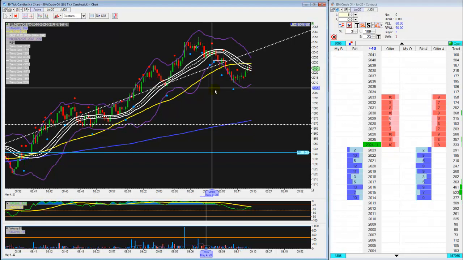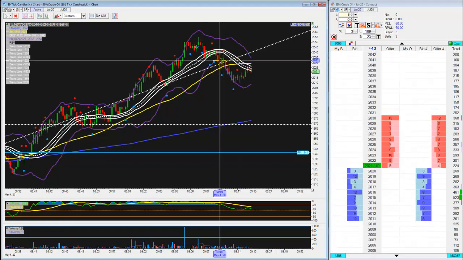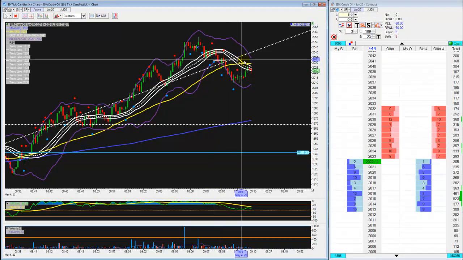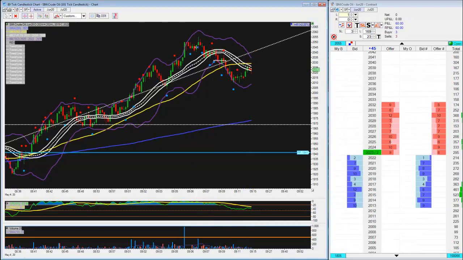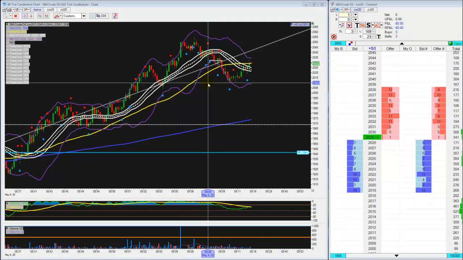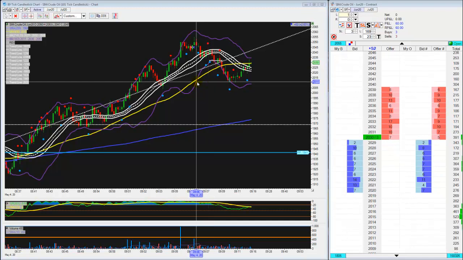So still waiting to see a 1, 2, 3 form. 2033 would have been the entry point, roughly. What else? Anything that Russell. So we do have a 1, 2, 3 finally setting up here.